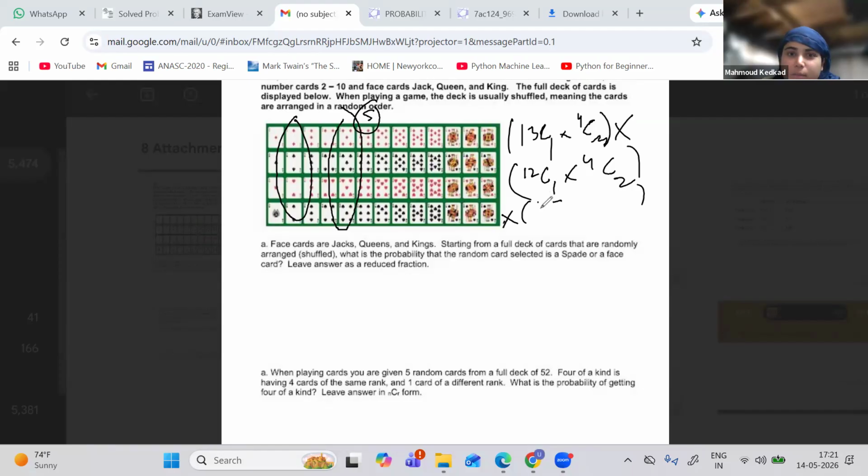Okay, so the next one is going to be 11C1 times, and then again you're fixing, let's say, whatever this one, and you just need one, so that should be 4C1. I'm pretty sure this is right now.